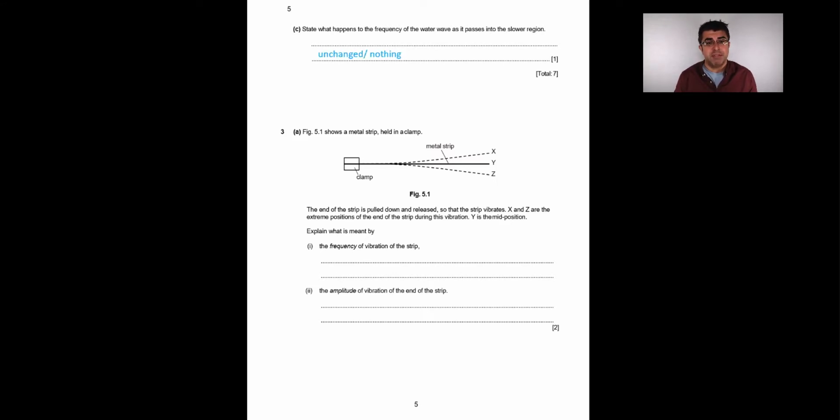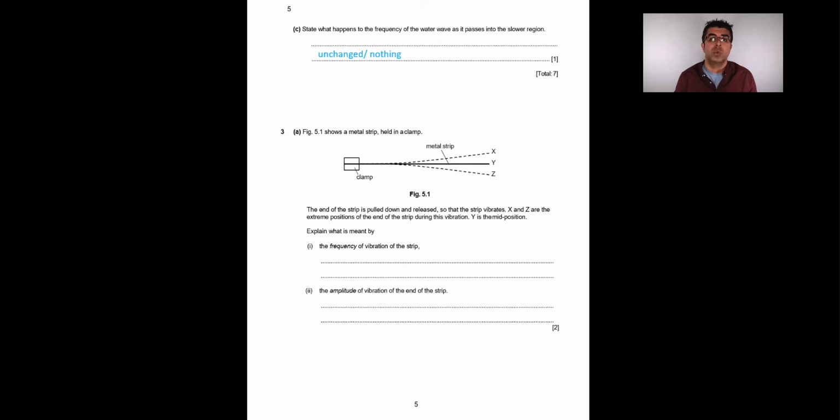Question 3a. Figure 5.1 shows a metal strip held in a clamp. The end of the strip is pulled down and released so that the strip vibrates. X and Z are the extreme positions of the end of the strip during this vibration. Y is the mid position. Explain what is meant by the frequency of vibration of the strip.